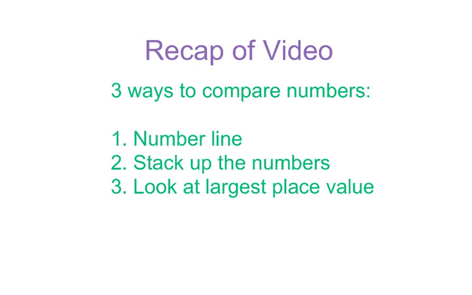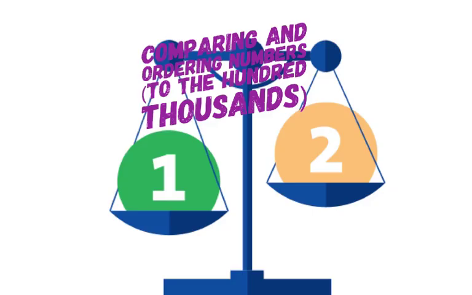Now I'm going to do the recap. Now, there are 3 ways that in 4th grade we're going to be comparing numbers. One is using a number line. The second way is stacking up numbers. And the third is going to be looking at the largest place values. In this video, we focused on the second approach. We stacked the numbers up using the place value chart that was on our paper, and that is how we compared numbers. I hope that this video made sense, and I hope that it was a great preview for what we will do in class.